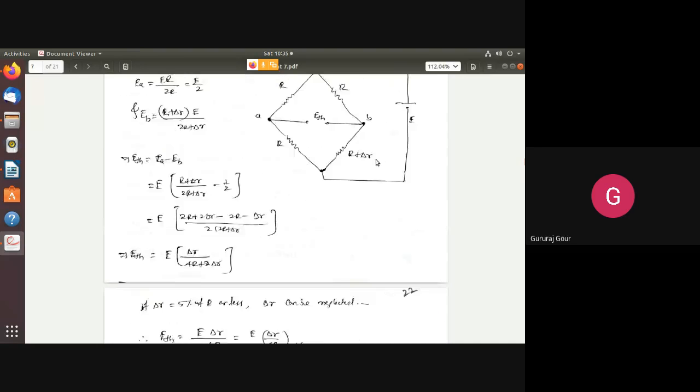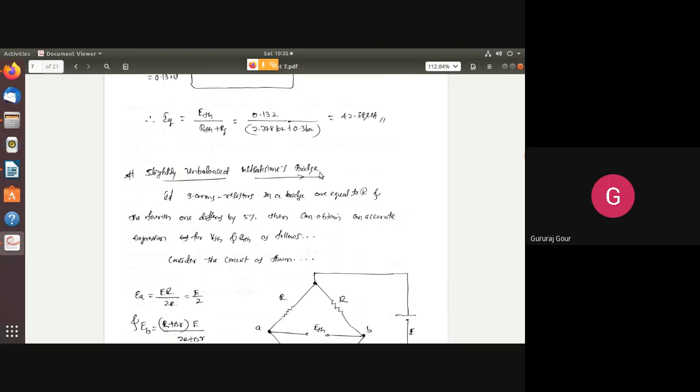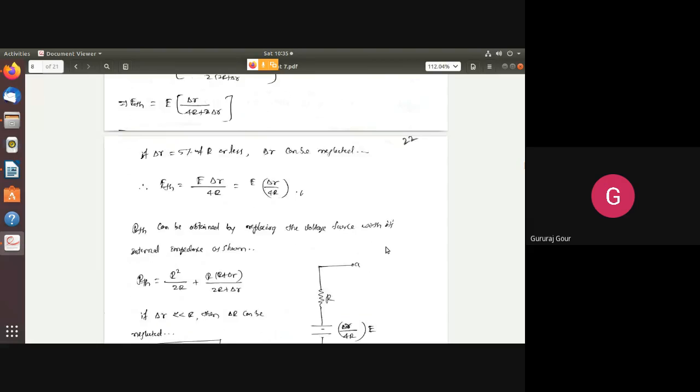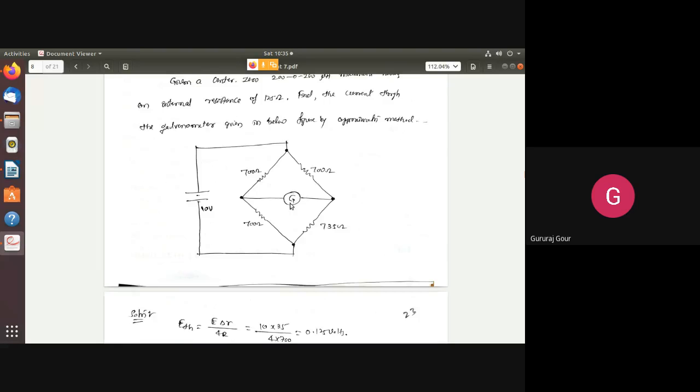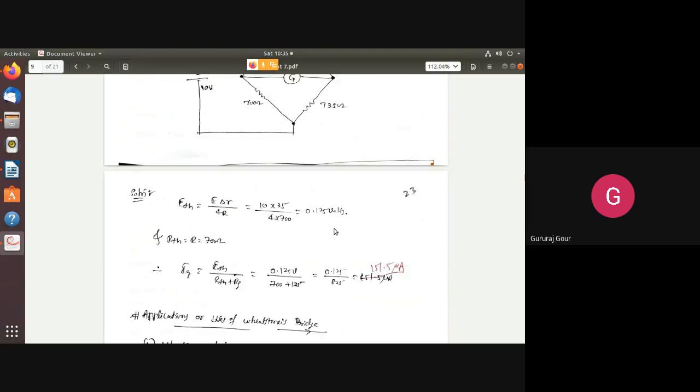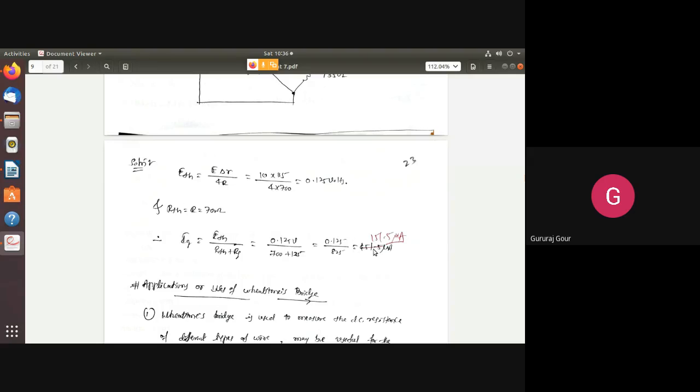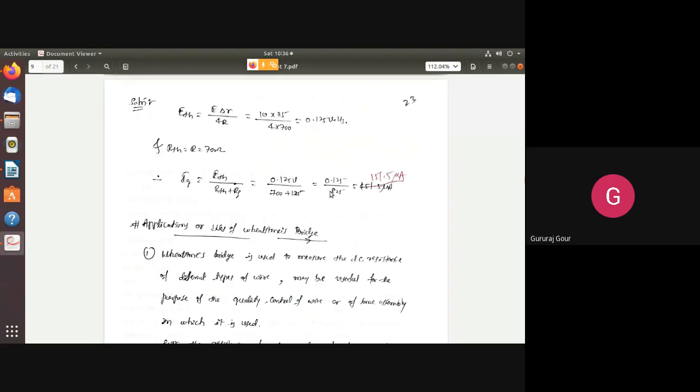This is another slightly unbalanced Wheatstone bridge, also known as the approximation method. The approximation method comes into the picture when three resistances are equal and the fourth differs slightly. Finally you are getting this formula. So you can work on it at home.